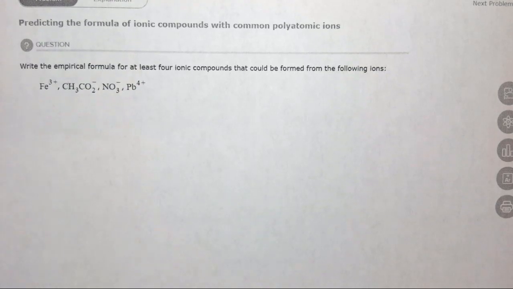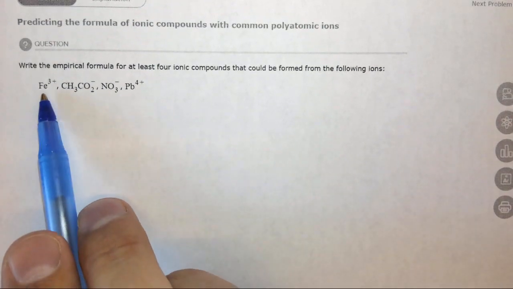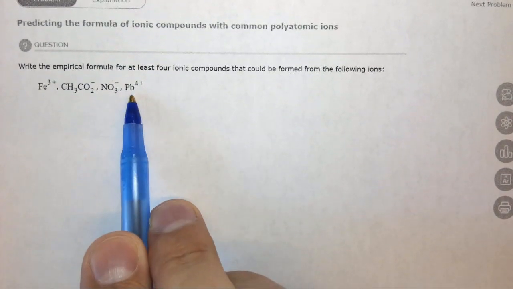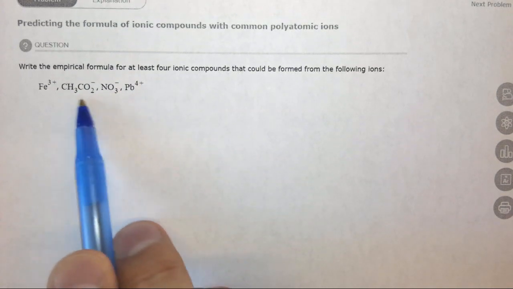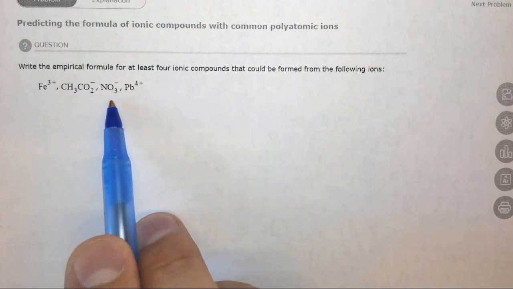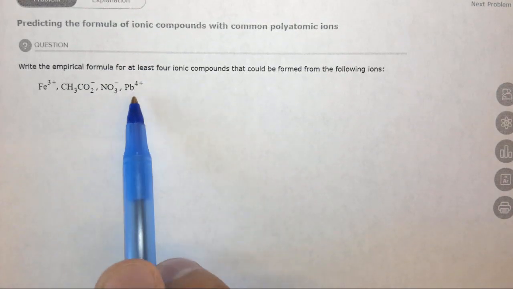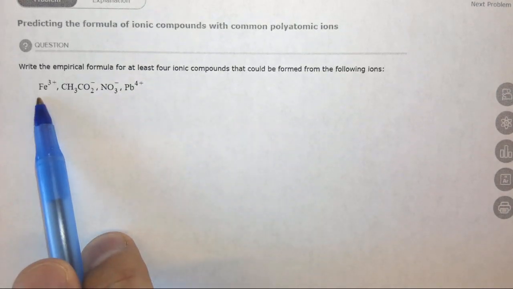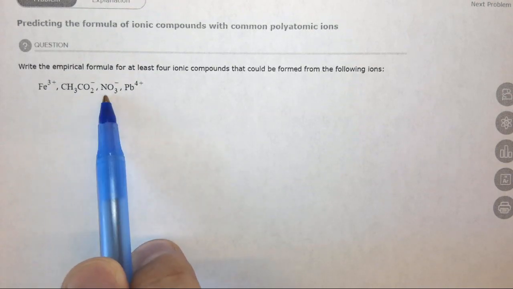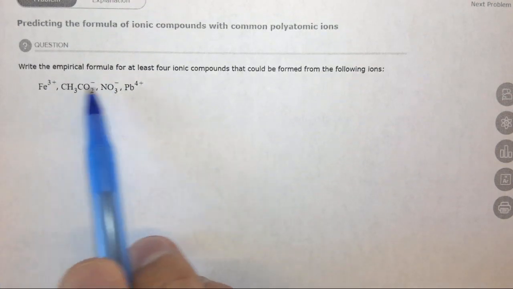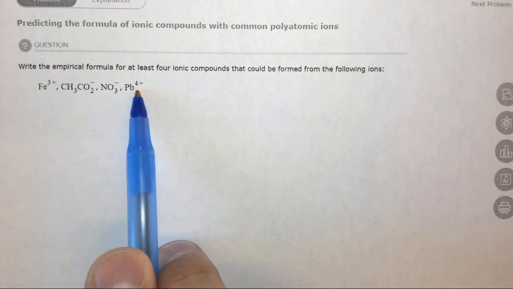In this question, we're asked to find at least 4 ionic compounds that could be formed from the following ions. And we have an iron ion and a lead ion, and then we have acetate, a polyatomic ion, and nitrate, a polyatomic ion. The first thing we need to realize is the positive ions will interact with the negative ions. So you're not going to form any ionic compounds between 2 negative ions or between 2 positive ions.